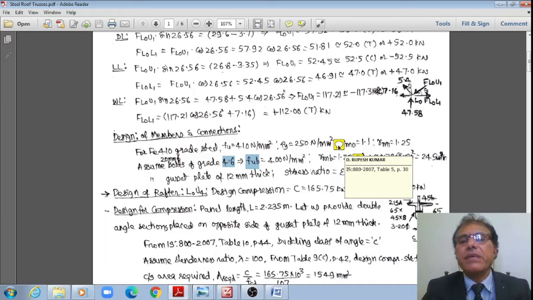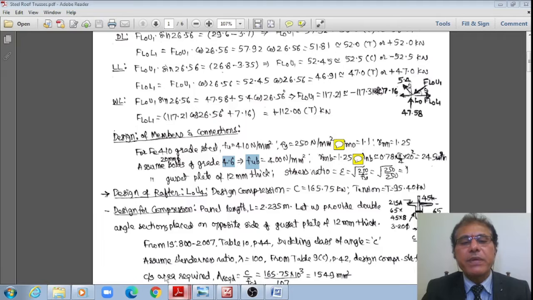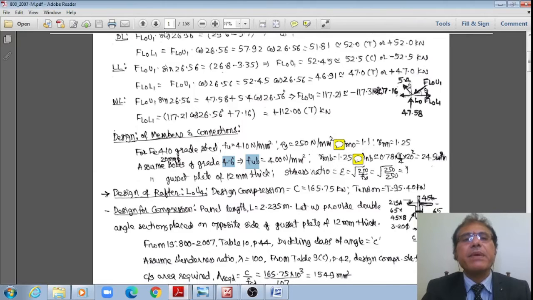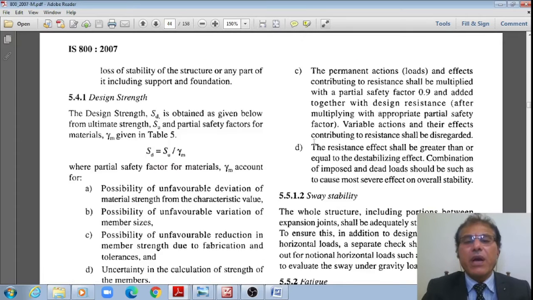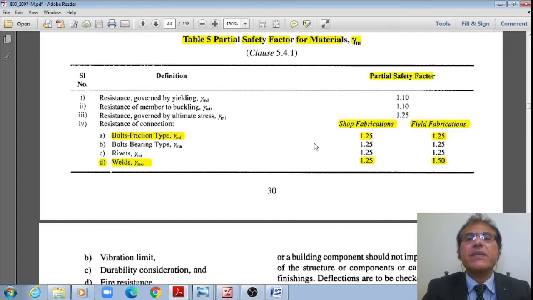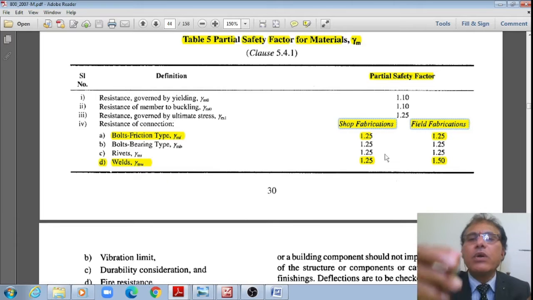If I go to page 30, I have the partial safety factors. Let me go to page 30, student, right? IS 800 page 30 is this one. Therefore I have the partial safety factors for the materials, right? If the stresses are governed by yielding, gamma m0 is equal to 1.1, and if the stresses are governed by ultimate stress, it is 1.25.